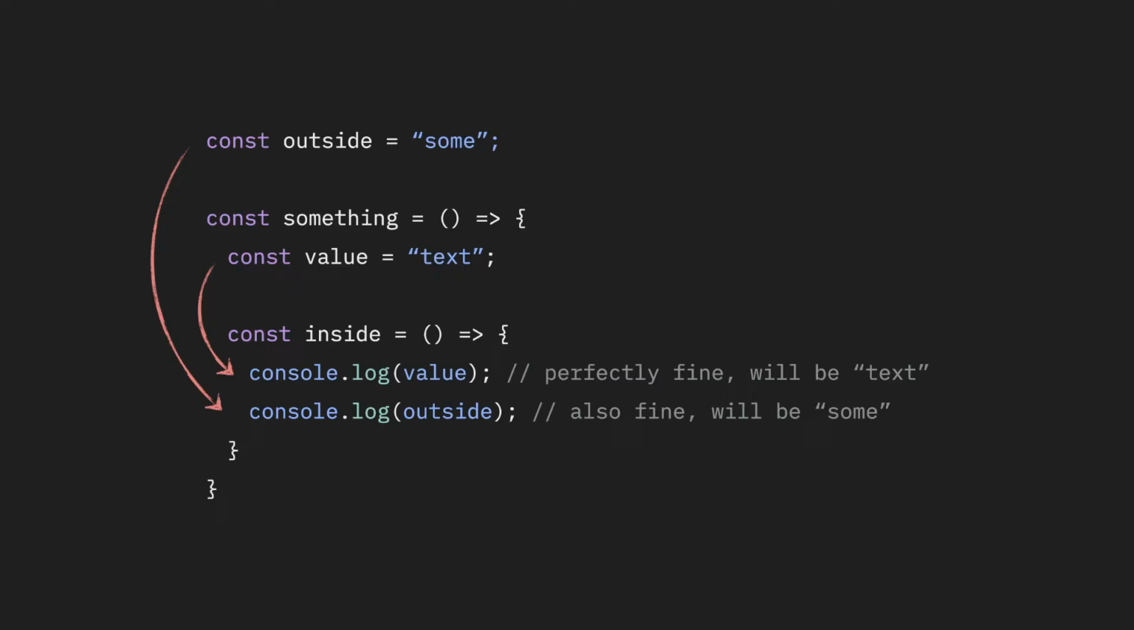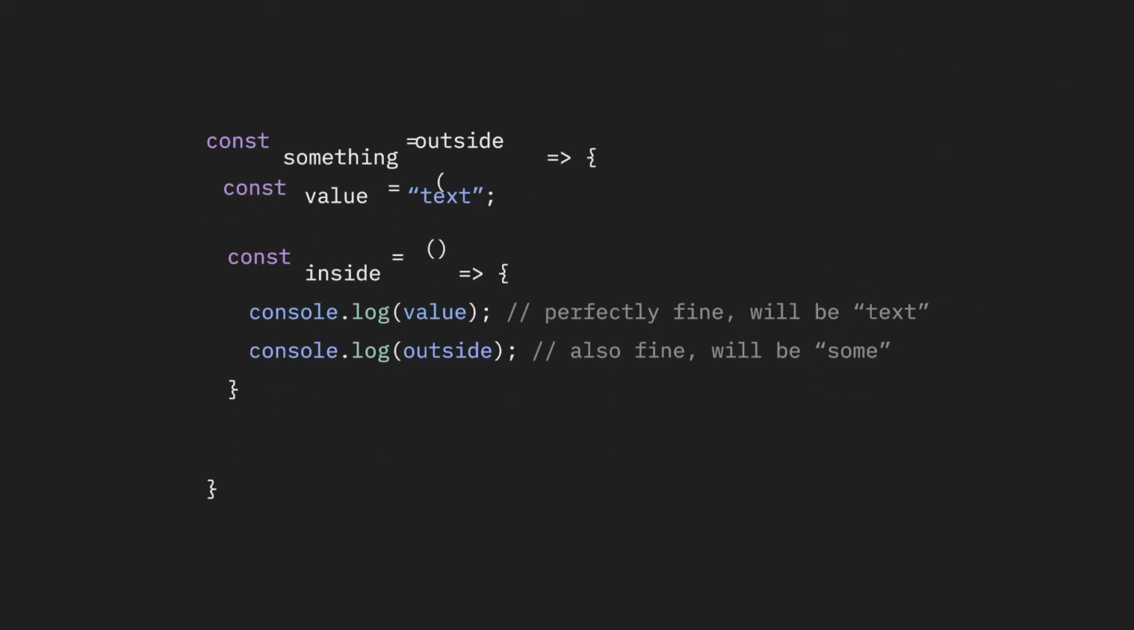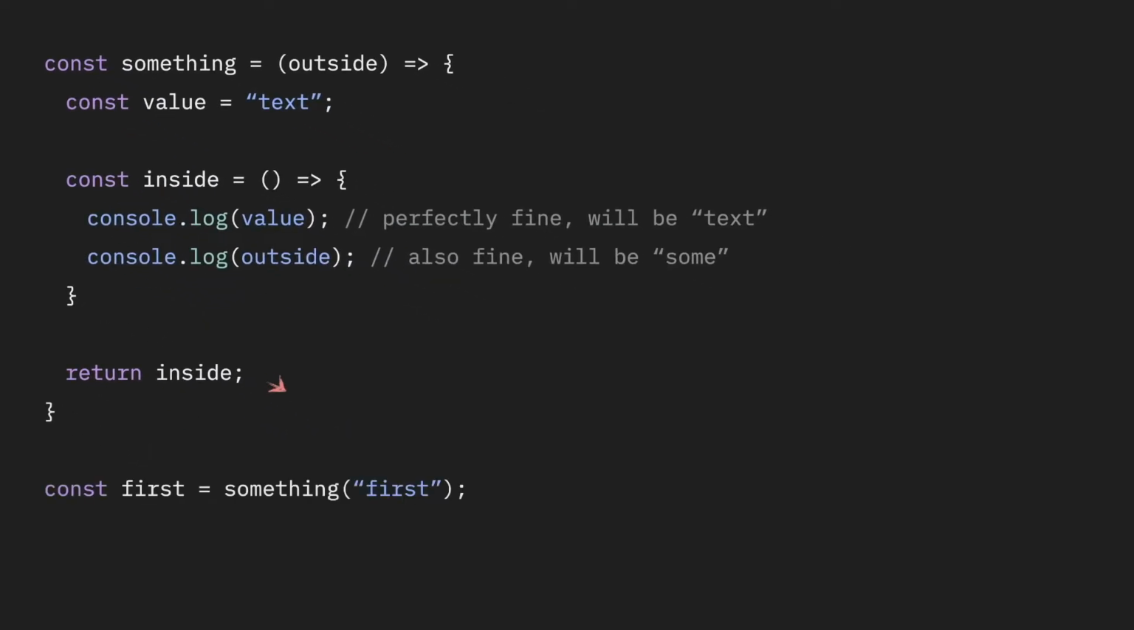This is achieved by creating what is known as a closure. The function inside closes over all the data from the outside. It's essentially a snapshot of all outside data frozen in time stored separately in memory. If I pass that outside value as an argument, return that inside function, and then call the parent function with a few different arguments, we'll get this behavior.